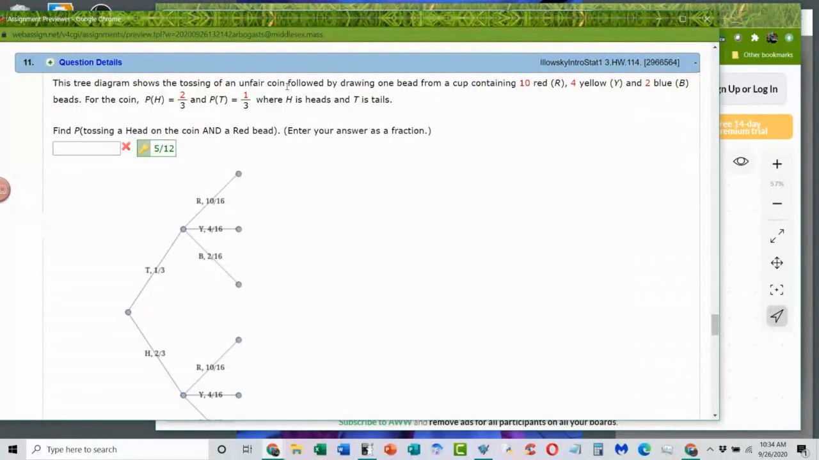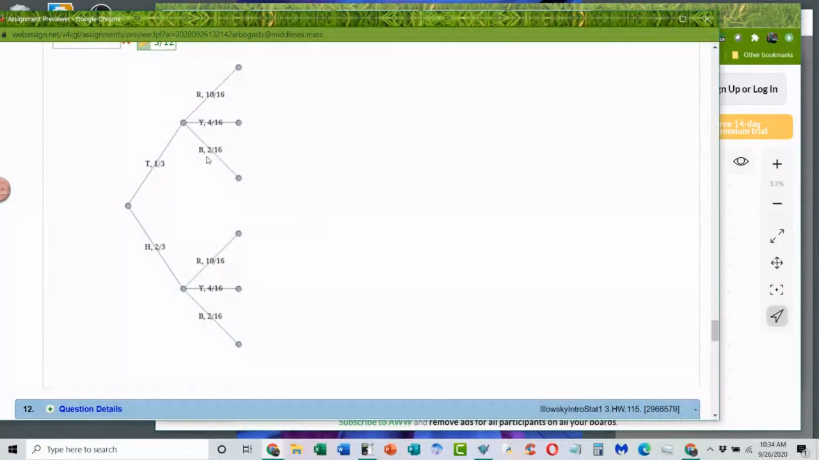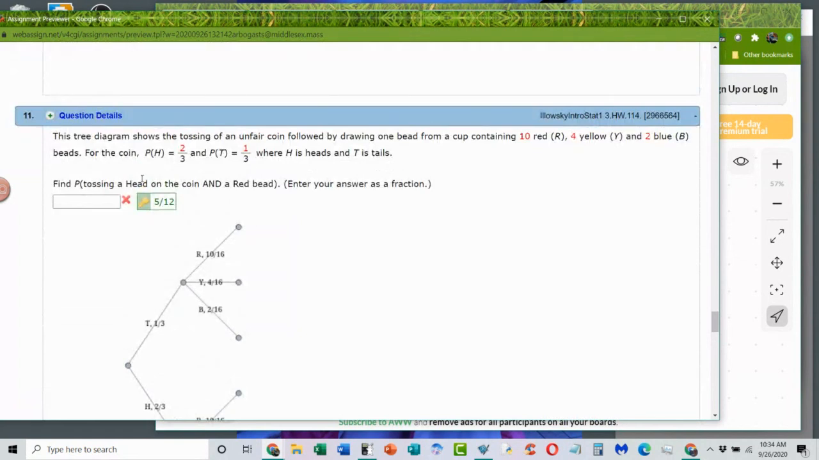So we have an unfair coin, and we have a cup. The cup has 10 red marbles, 4 yellow marbles, and 2 blue marbles. And the coin, heads comes up 2/3 of the time, and tails comes up 1/3 of the time. So what they've done is they put the probabilities of each thing happening. And to find this spot here, we just multiply whatever things we're interested in. And here they want to know the probability of tossing a head on the coin and pulling out a red bead.